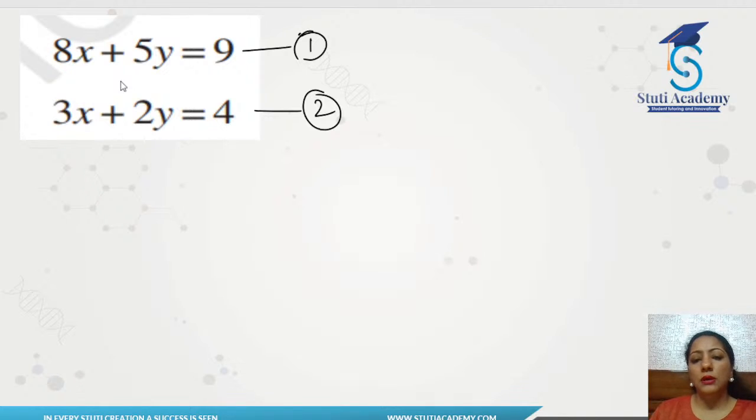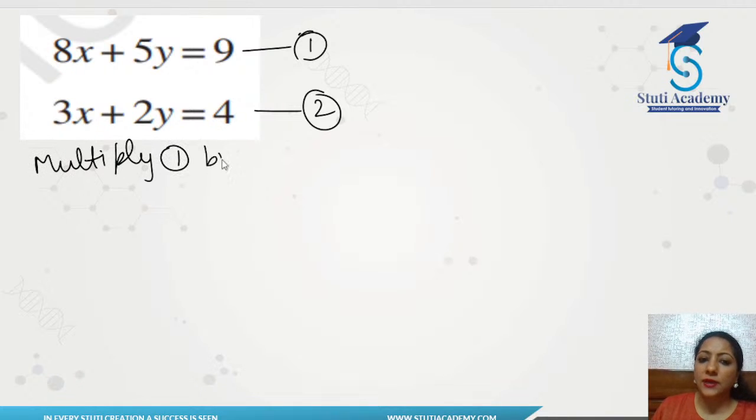So as I told you earlier, we are going to first of all eliminate one of the variables. Let us say that if we want to eliminate y, we are going to make the coefficients of y same. So we'll take this equation 1 and we'll multiply this by 2. Multiply equation number 1 by 2.